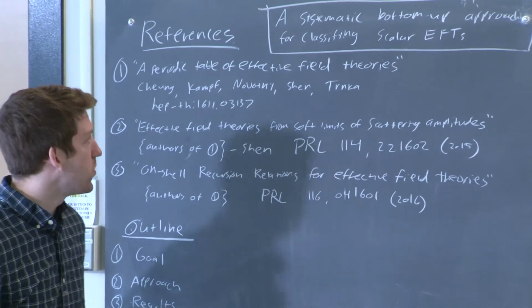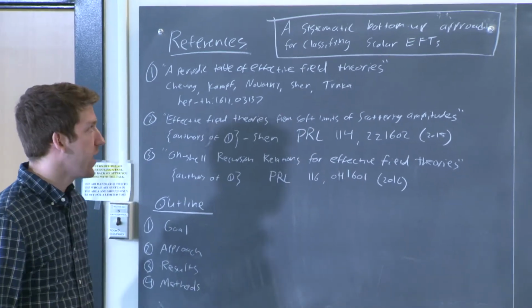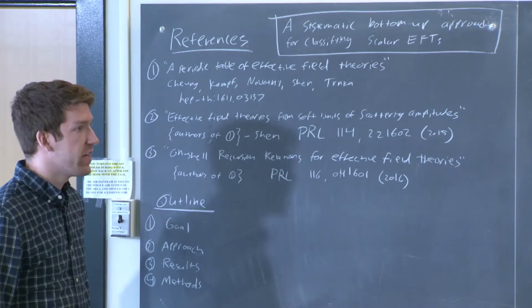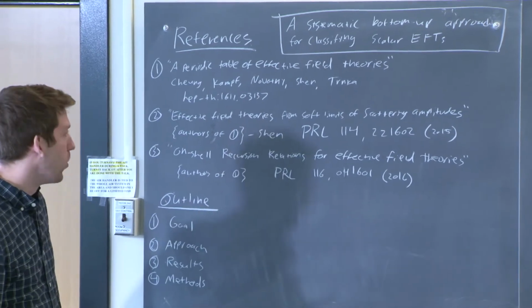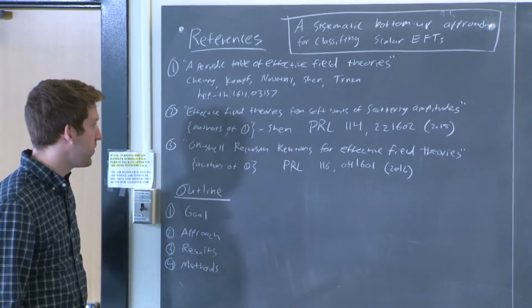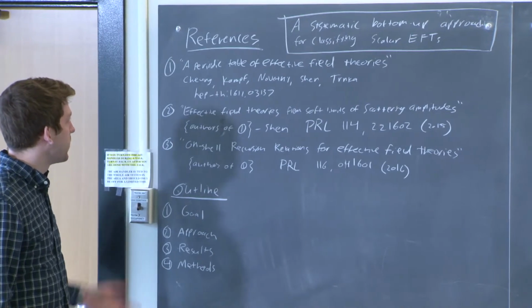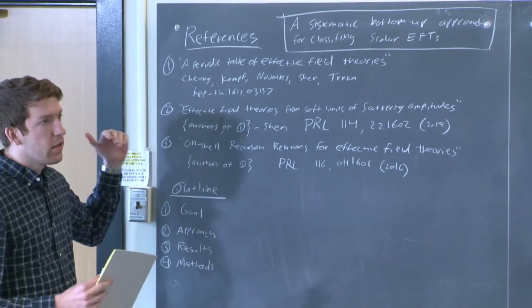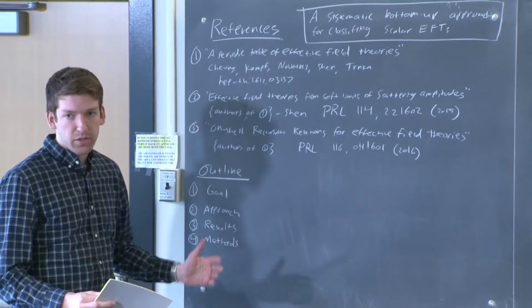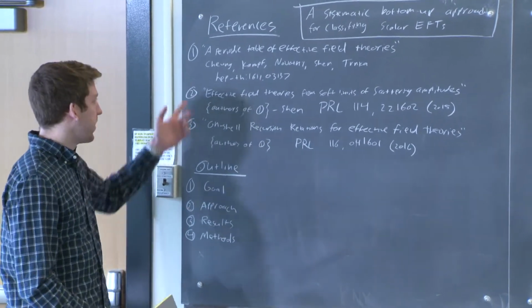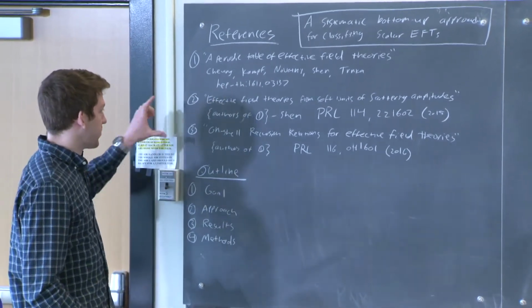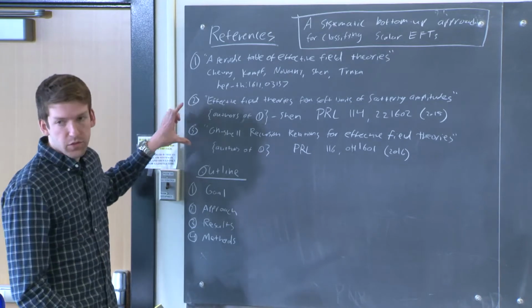Thank you. So I'm going to be talking about a systematic bottom-up approach for classifying scalar EFTs. Most of this talk is based on these references. The first one is a large, comprehensive paper which came out at the end of last year by these authors, and it really builds on techniques that were developed in these two papers, which came previously.